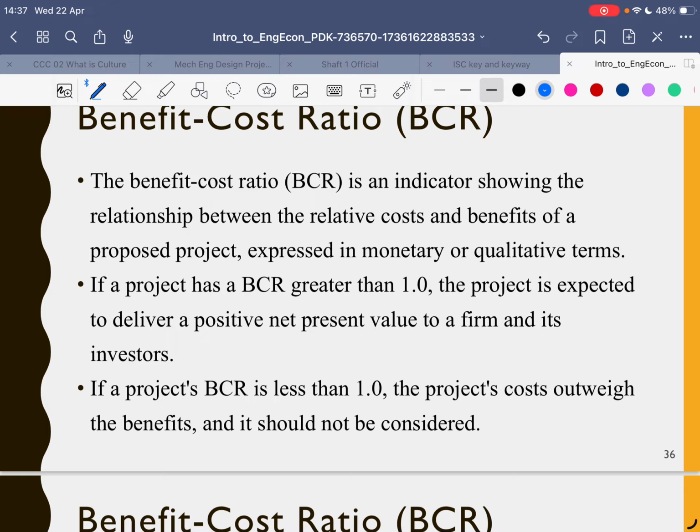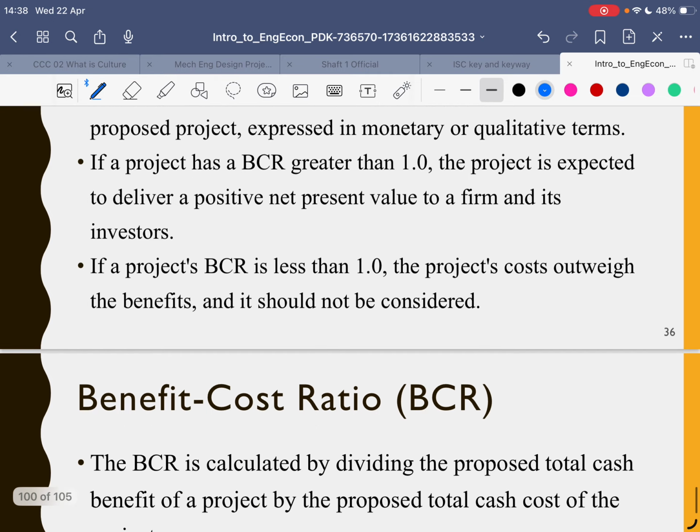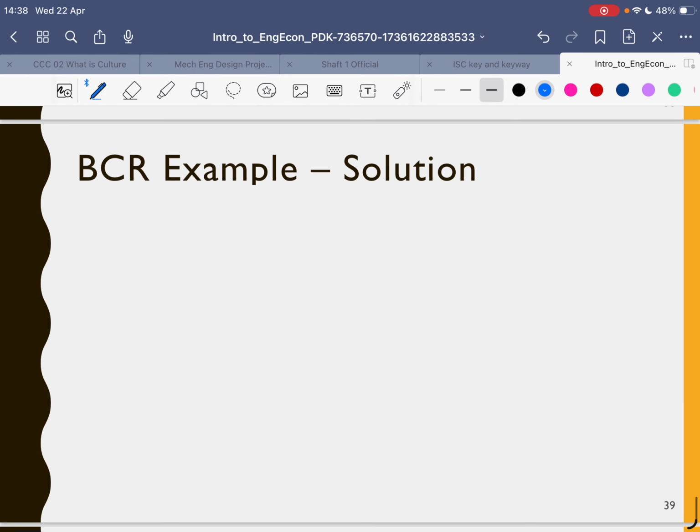So the picture is going to be something like this. You have this timeline, with years 1, 2, and 3. You have an initial investment of $50,000, the rate is equal to 2% per year, and profit is 100,000 each year. So you want to calculate the benefit cost ratio.